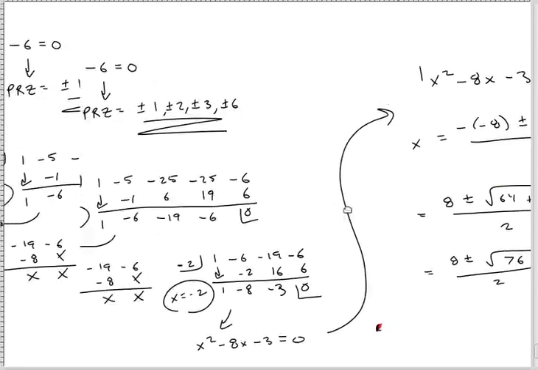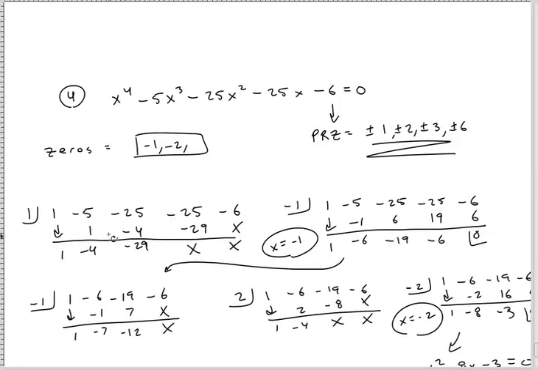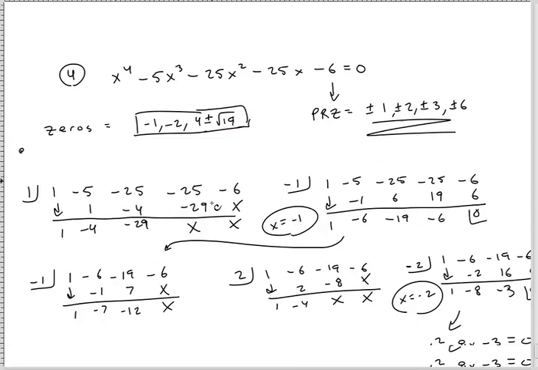So 4, 19. Wow, I need a lot more room. So again, I want to make it look pretty. So hold on. 4 plus or minus the square root of 19. Good enough. There we go. We did it. Whew. And there's another one.